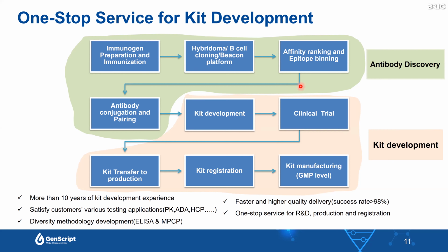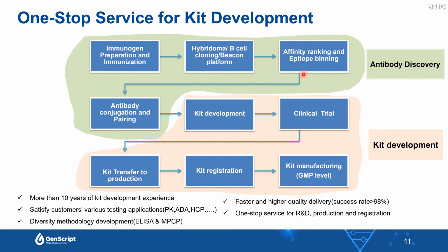The whole process divides into two main parts, which are the antibody discovery part and the kit development part. In the antibody discovery part, we start from immunogen preparation and animal immunization. After that, we perform antibody generation on different platforms like hybridoma, B-cell cloning, or our advanced beacon platform.